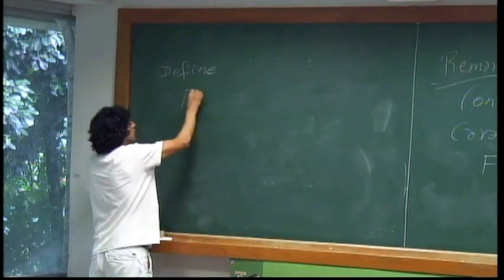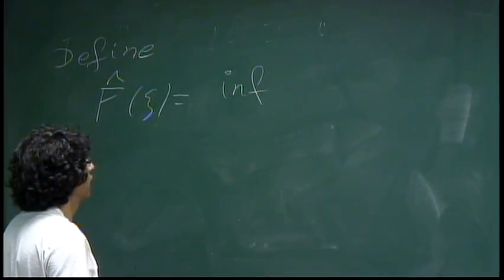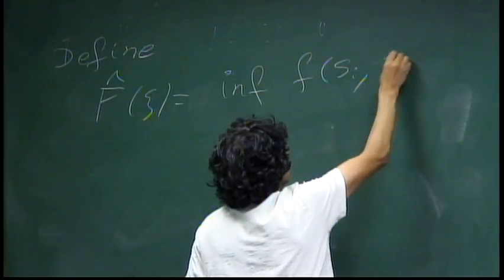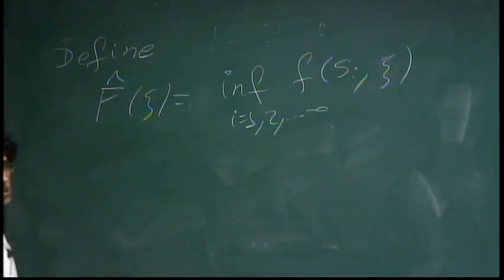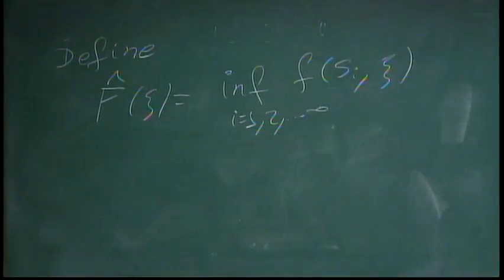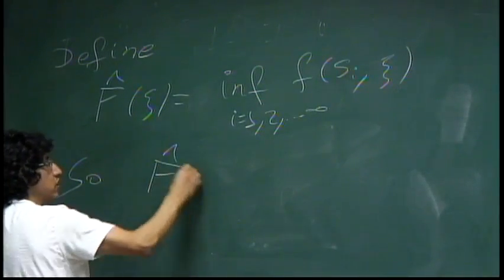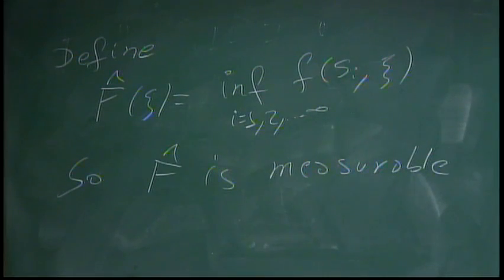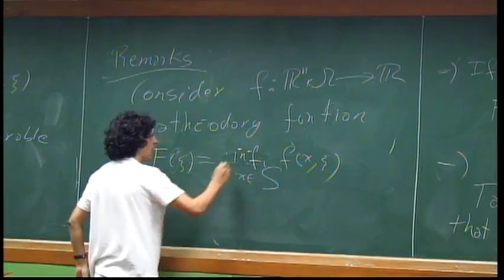Define, let's say, this function here, that is the infimum of a... Okay. We are defining this other function using only the elements of this other set that is dense on S. Okay, so this function is measurable, and the objective now is to prove that actually this function and this other one, sorry, here we need an infimum, are the same.